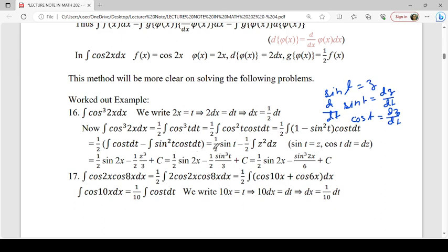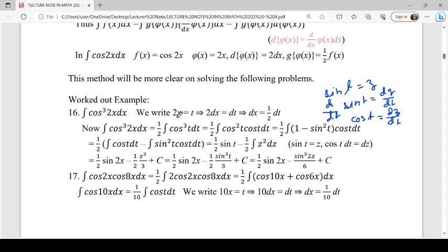Integration of sin square t cos t dt: sin t we write as z. So sin t is z means sin square t is z square, and cos t dt is dz. So this is integration of z square dz, and by the formula it is z cube by 3. After getting z cube by 3, z we now write as sin cube t, and t again we have to replace by x. So in place of t we write 2x.